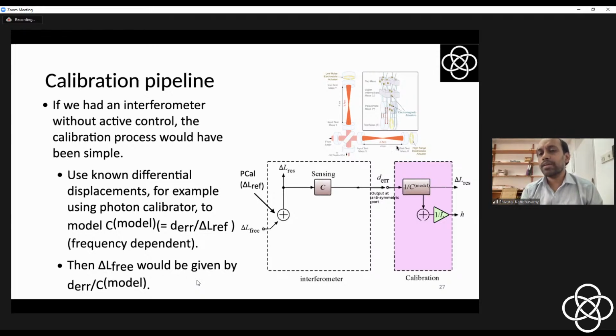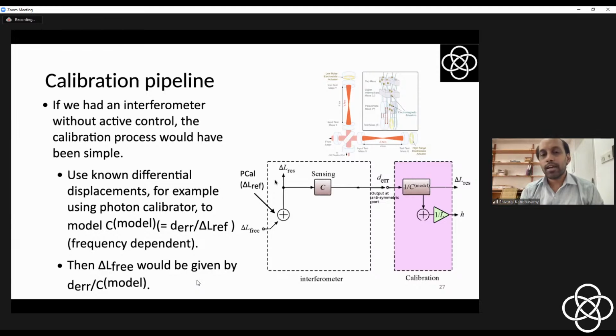So that means we are constantly keeping the difference between the mirrors to a very good fraction of the wavelength of the light used. So that happens constantly. Now, let's say we are not doing that. Then what we can use is an external signal, let's say here a photon calibrator, which I will talk about later.